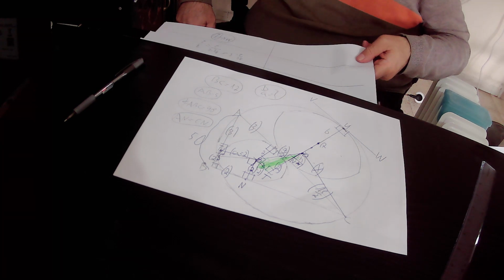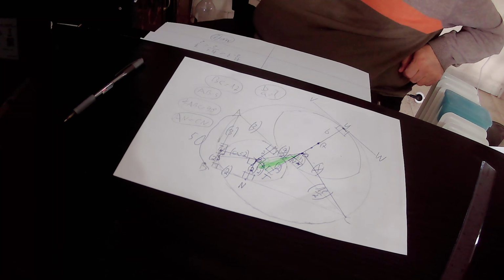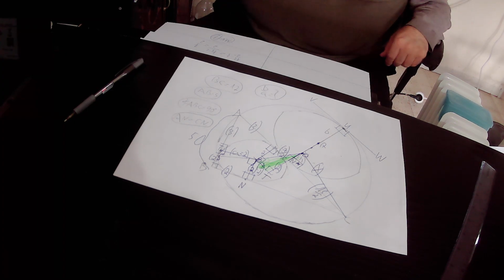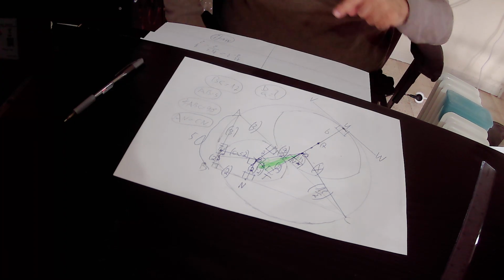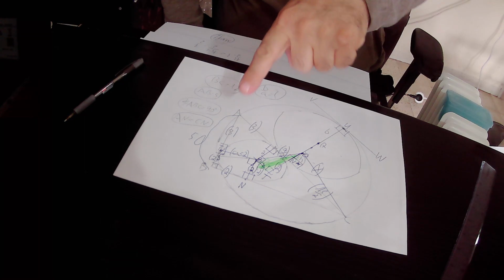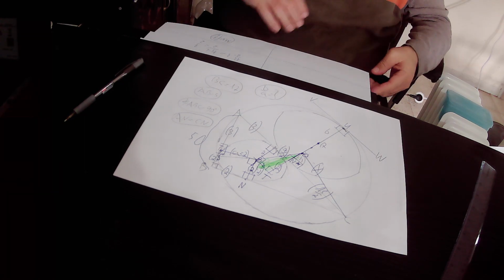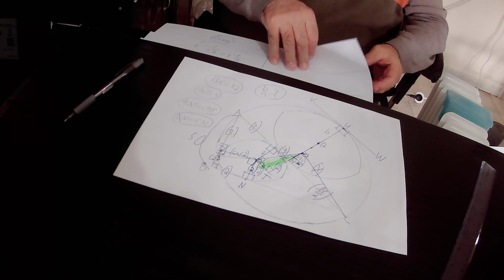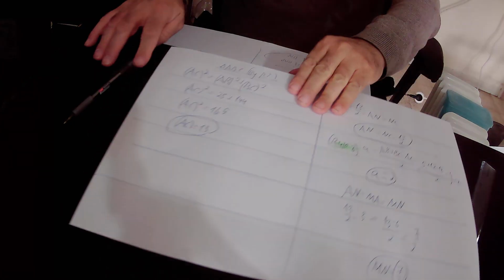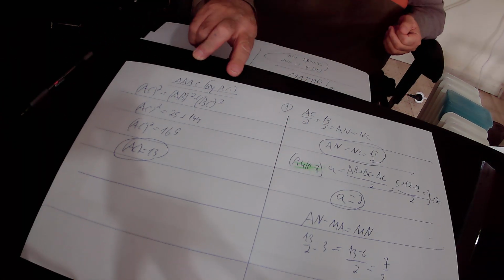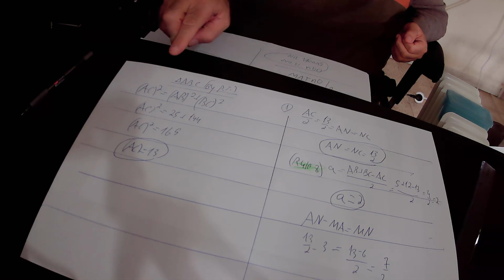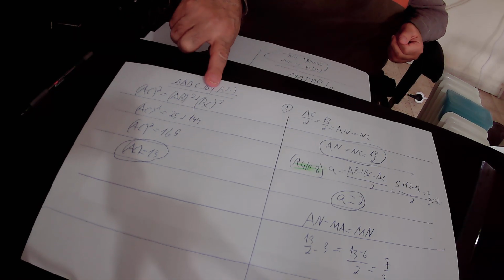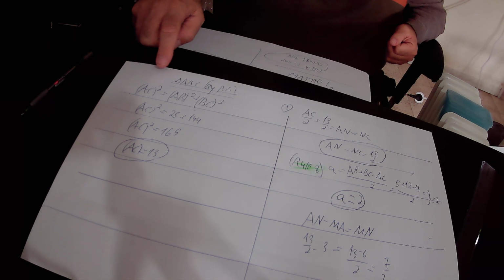So first of all, we implemented the Pythagoras theorem in the right triangle ABC. In the right triangle ABC, according to the Pythagoras theorem, AC squared equals AB squared plus BC squared. Repeat again. In the right triangle ABC, according to the Pythagoras theorem, AC squared equals AB squared plus BC squared.